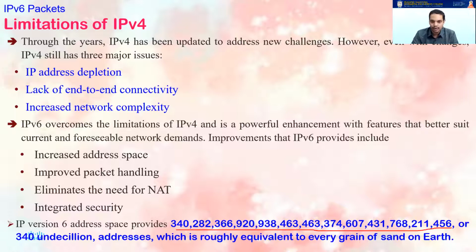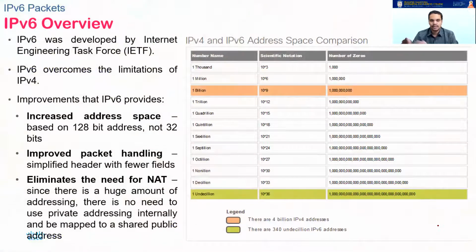This is the actual number. You can see it down at the bottom of the screen. So the address depletion will no longer be a problem with IPv6. This is the reason why we go for IPv6: it overcomes the problems we face with IPv4. Huge address space, and the packet handling has been improved.